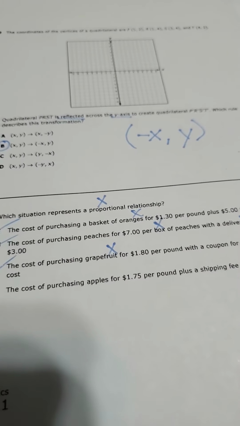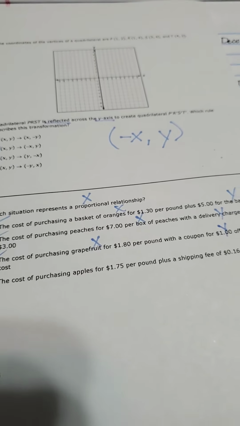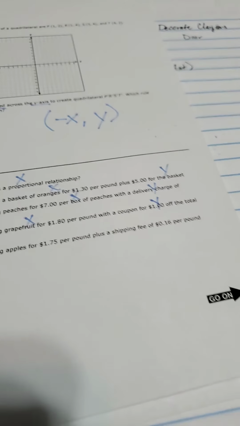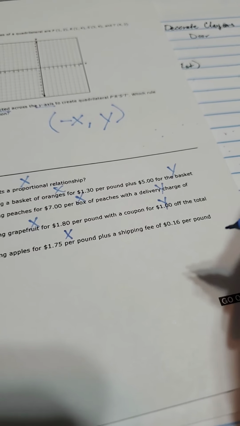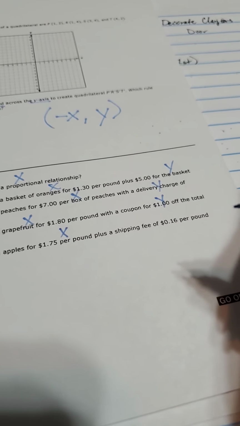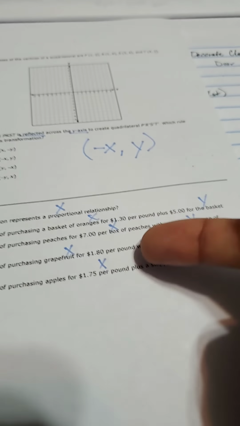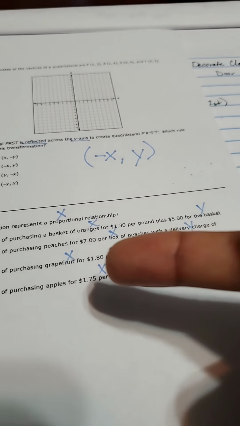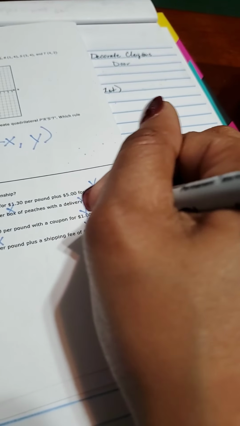All right, the cost of purchasing apples is $1.75 per pound. Plus a shipping fee. Okay, so apples per pound. Cool, that's my X. Plus a shipping fee of $1.16 per pound. Oh, wait. It's a shipping fee, right? But it's per pound of apples still. Oh, they tried to trick you there.